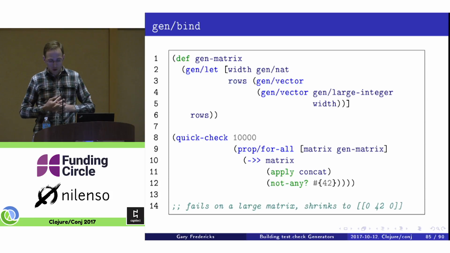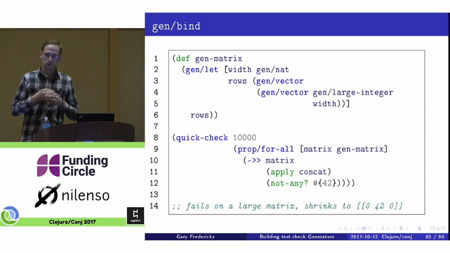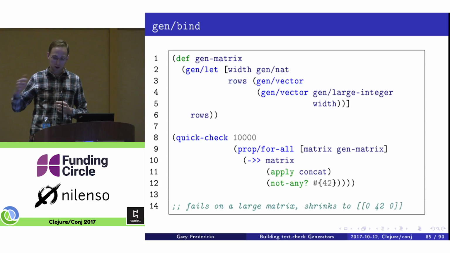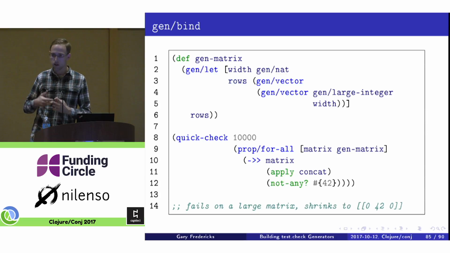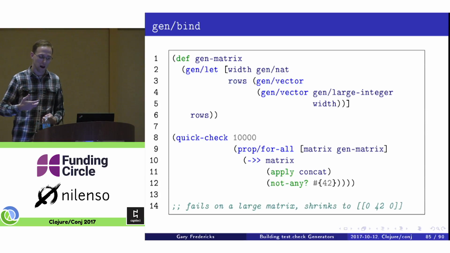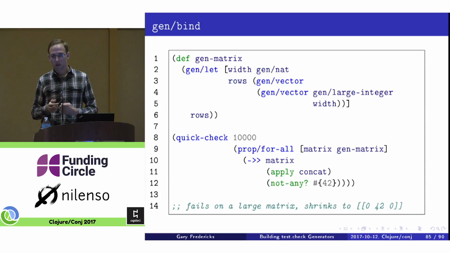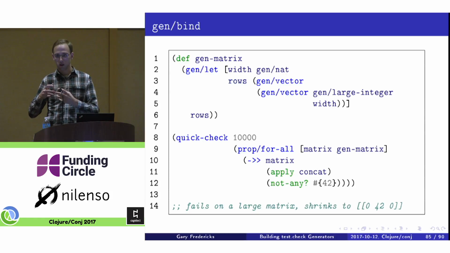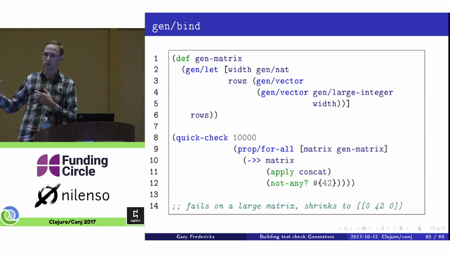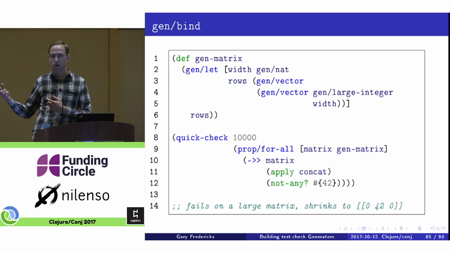This matrix example that we saw earlier works that way. First we generate the width, and then we have to call the user function to get this vector generator, and then we generate the actual vectors. Bind is very difficult to shrink in an inherent way, because you can shrink either the earlier generator or the later generator. And shrinking the later generator is kind of easy.